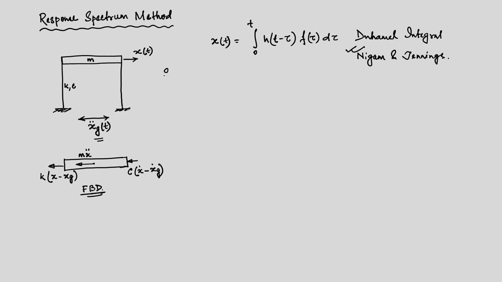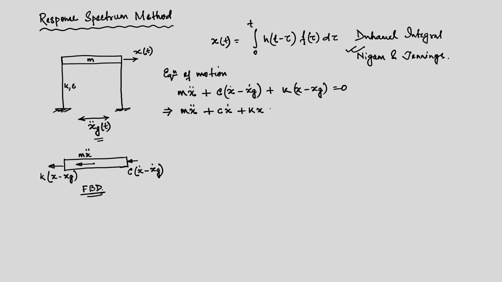Now, the equation of motion in this case will be what? Equation of motion is m x double dot plus c times x dot minus x g dot plus k times x minus x g equal to 0. Obviously, I am not writing the initial conditions for the time being. So, let us focus on this equation. So, what we have is m x double dot plus c x dot plus k x is equal to c x g dot plus k x g. Now, this is our first equation.